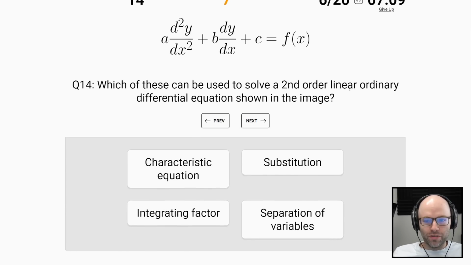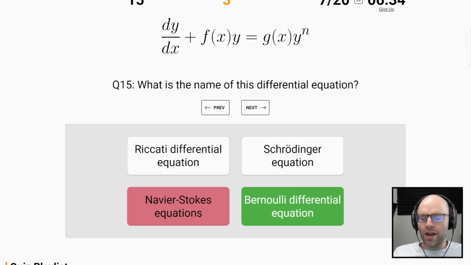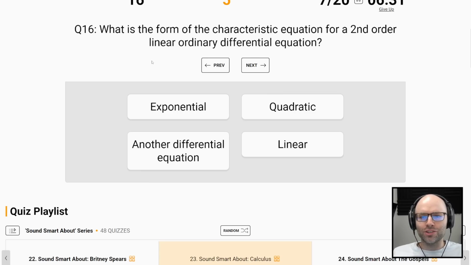Which of these can be used to solve a second-order linear ordinary differential equation shown in the image? If I know anything about separation of variables, that's something you do in algebra, not calculus. So something like this, I think there's no choice but to use a characteristic equation. What is the name of this differential equation? I'm going to have to say that this is the Navier-Stokes equation. Oh, I always get that confused with the Bernoulli differential equation.